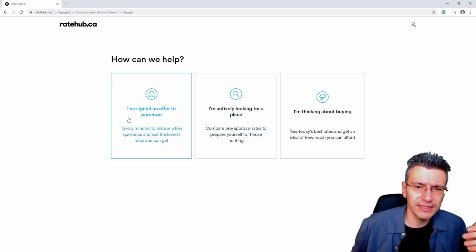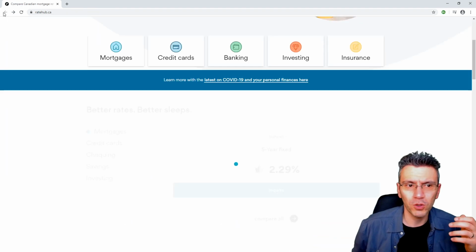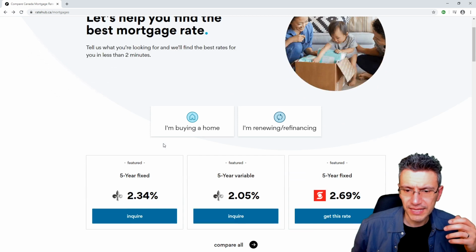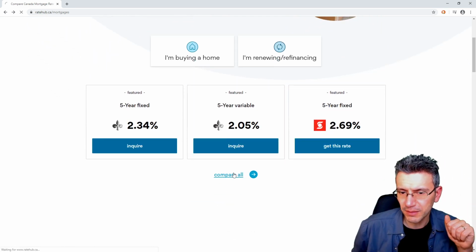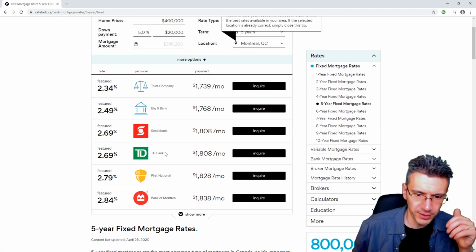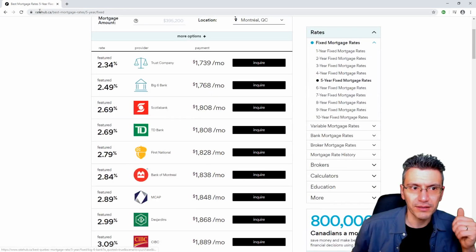So again, you can select this and answer the questions, and it'll show you basically the current lowest available rates. And same thing here, these are featured some of the lowest rates or some of the ones that probably give them some form of additional benefits. You can just click on all and you can see all of those as well here.